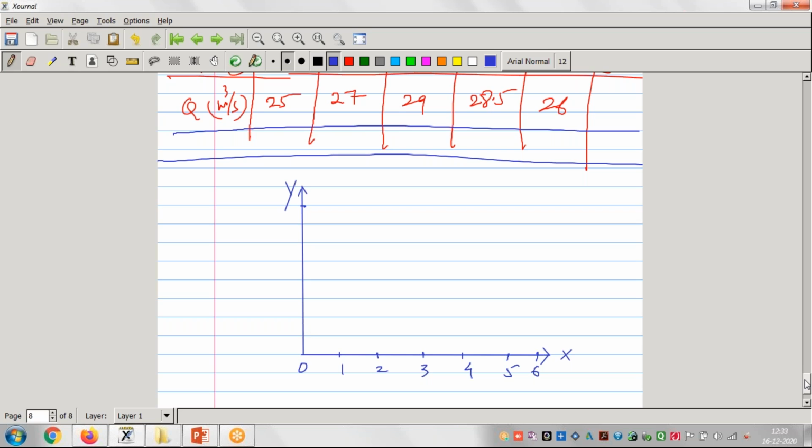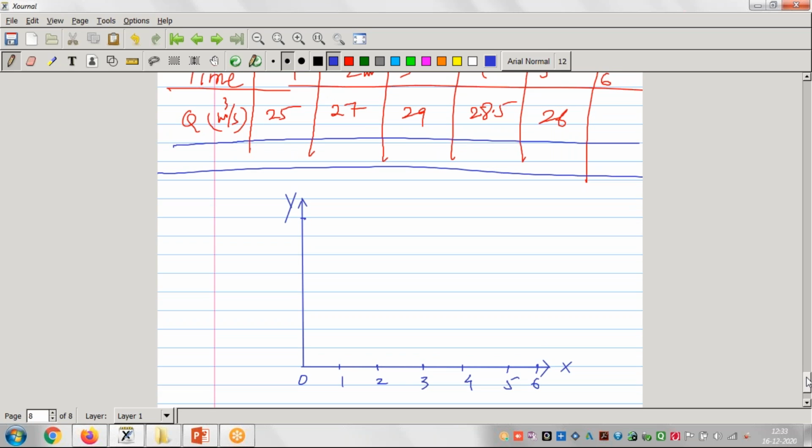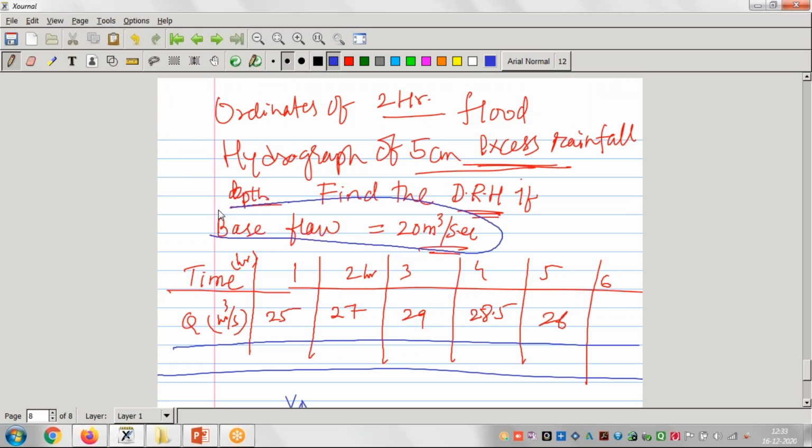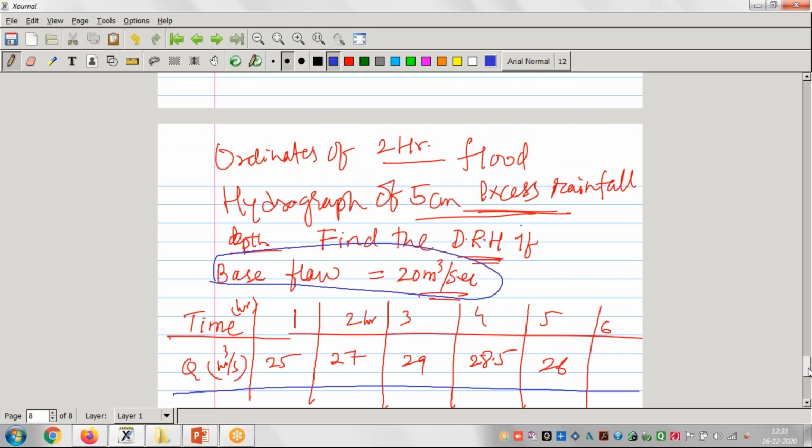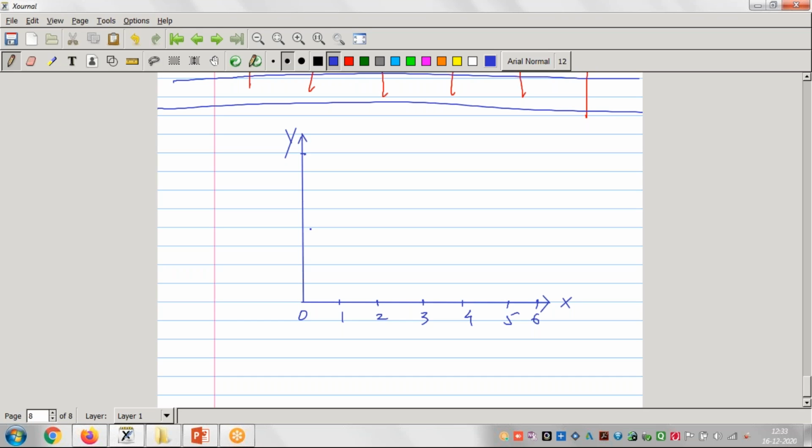And what does it say? The base flow is 20 meter cube per second. So here I say this is 20 meter cube per second, and 20 meter cube per second means this is my base flow, right? This is my base flow. It will be horizontal everywhere. This is my base flow.